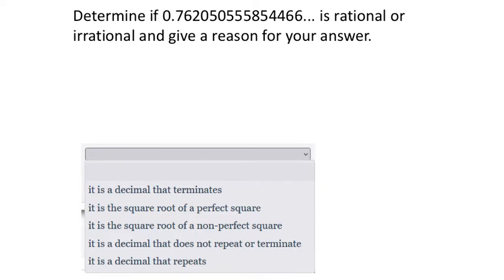Just take 15 seconds, see if you can figure this one out, rational or irrational, and then determine the reason for your answer, okay? 15 seconds.